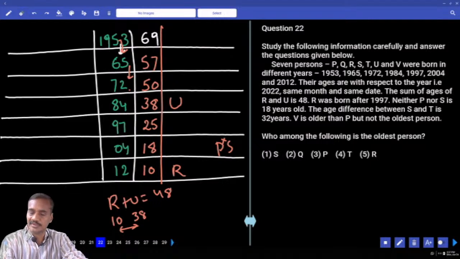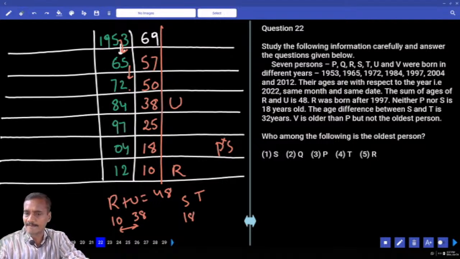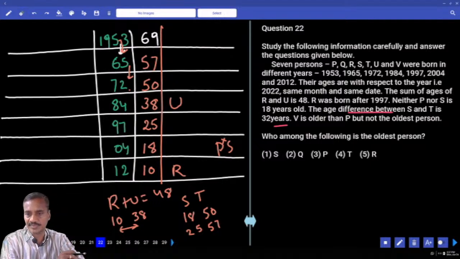Is it there or not? Yes. And how many possibilities do we have for this S and T? 18 and 50, 32. And what is the next possibility we have? 25 and 57. Here again the difference is so much? 32. V is older than P. Where is this V? V is older than P, but not the oldest person. Then is any other information given here?